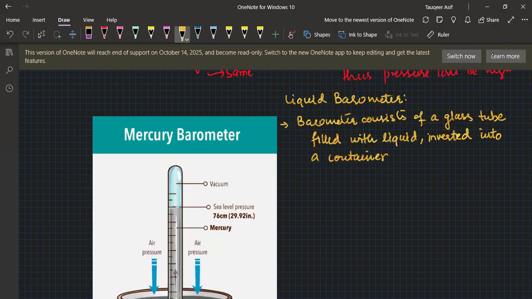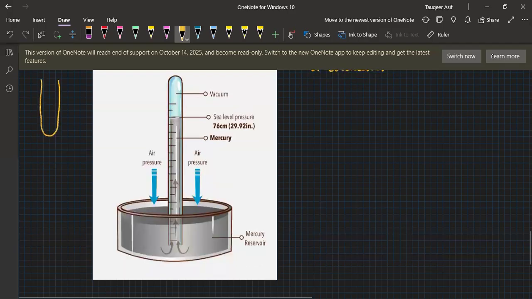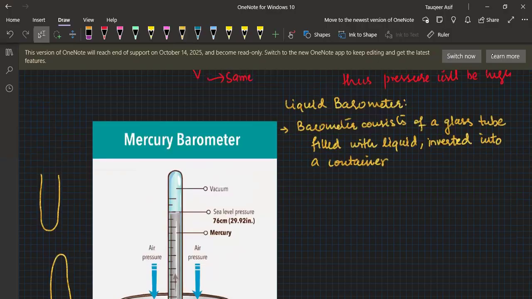Inverted. You can see here that if this is a glass tube, we place it inverted, into a container of the same liquid, with a vacuum at the top.